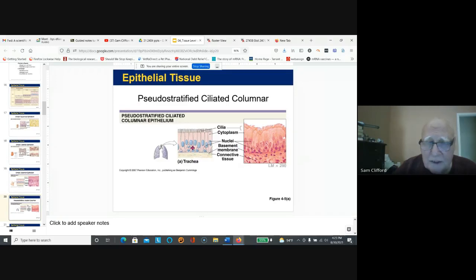In the respiratory system, we have pseudostratified ciliated columnar epithelium. The cells are columns, they're ciliated, and they may look as if there are multiple cells, but that's based upon the structure. So it's not stratified, it's pseudostratified. They have cilia, they have columnar shapes, and these are found in the upper respiratory tract, in the trachea.